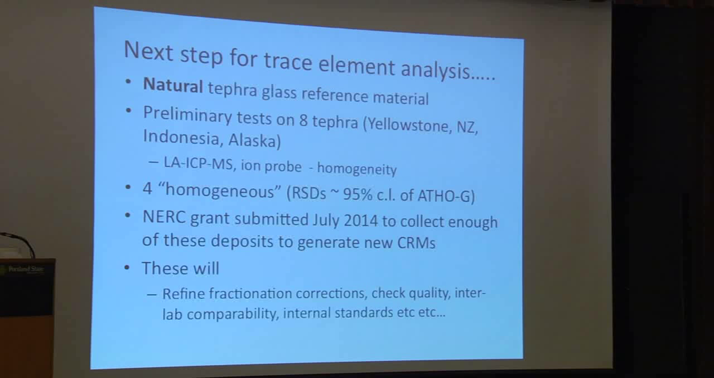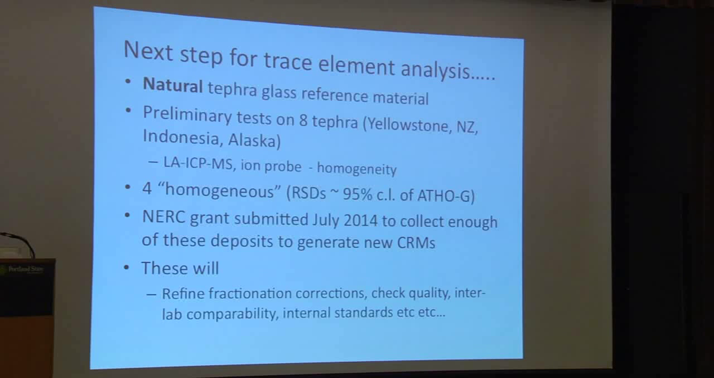So John Westgate and I were talking over a coffee in Aberystwyth last November, and we thought we'd really need some real natural glasses. And John went back and looked at his set of data that he had, and we picked out a bunch of maybe about 10 separate tephras that were homogeneous as far as the major elements were concerned, from Yellowstone, New Zealand, and so on. And we did a lot of laser work on them. We did some ion probe, or I did some ion probe work on them up at Edinburgh. And we found 4 of these that were homogeneous, that had RSDs on the abundant trace elements that were much better than the confidence limits on AthoG, within a few percent. So these look promising as reference materials.